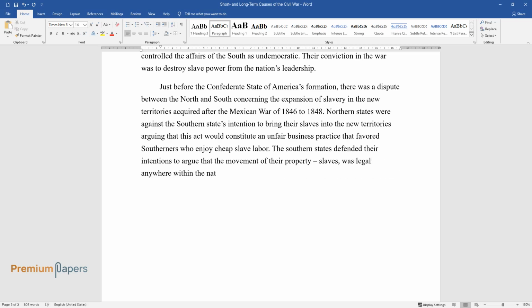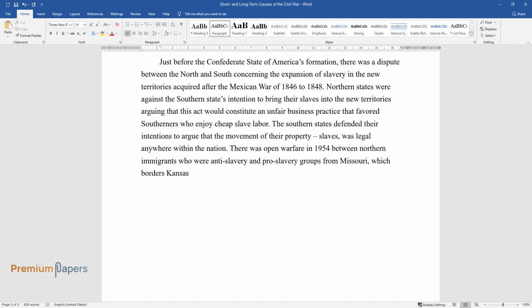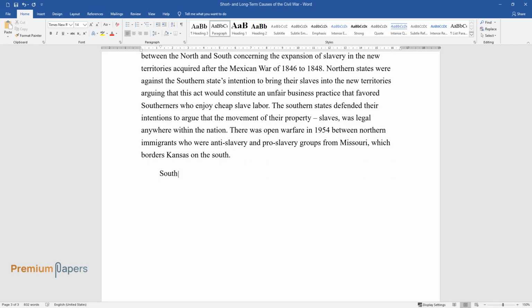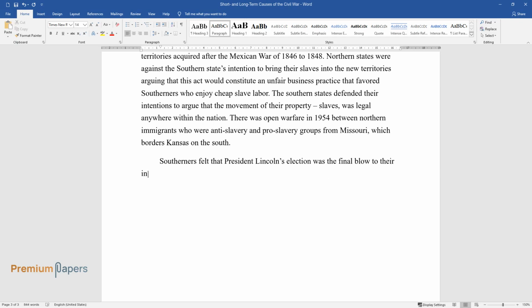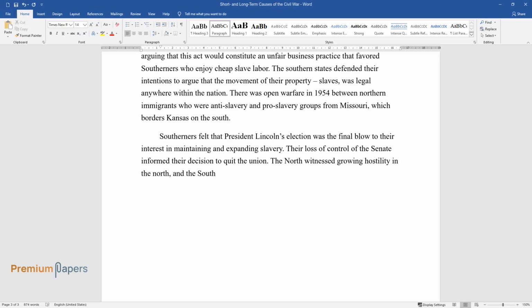There was open warfare in 1854 between Northern immigrants who were anti-slavery and pro-slavery groups from Missouri, which borders Kansas on the south. Southerners felt that President Lincoln's election was the final blow to their interest in maintaining and expanding slavery. Their loss of control of the Senate informed their decision to quit the Union. The Southerners witnessed growing hostility in the North, and feared that their fate was to end as a minority region.